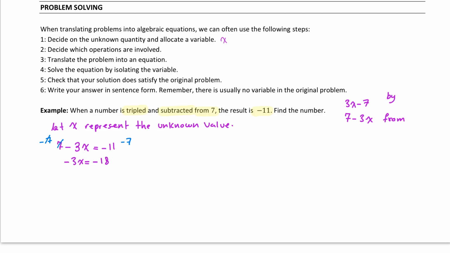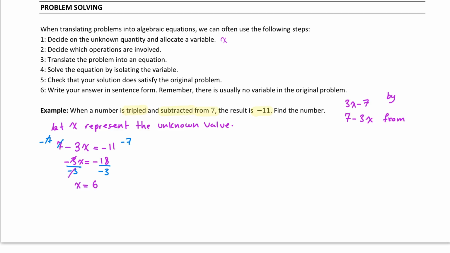I then have to isolate my variable x over here, so I only have one term. So I can divide both sides by the negative 3 to have x isolated on the left side. So I will do that. So negative 3 on this side and negative 3 on this side. And I will get x, because these two cancel out, is equal to negative 18 divided by negative 3, which is equal to positive 6.